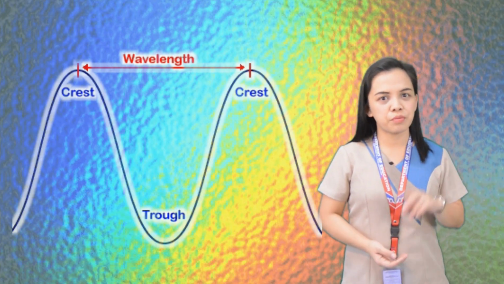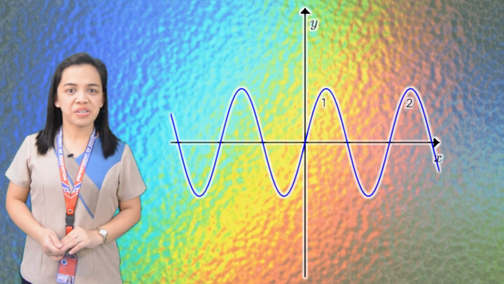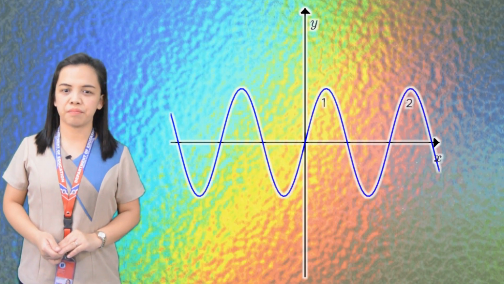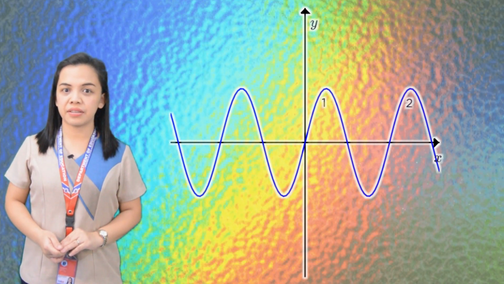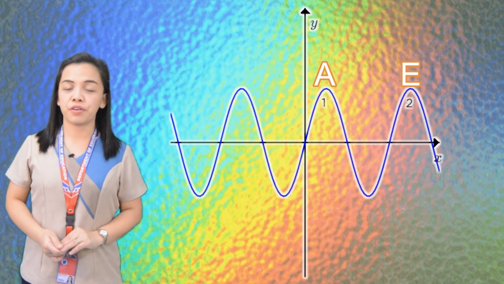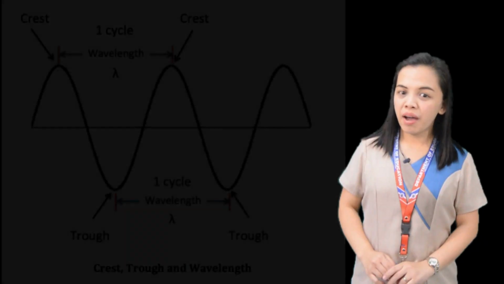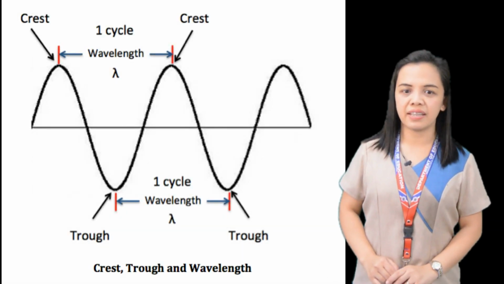Wavelength is the distance between two consecutive crests or two consecutive troughs. Wavelength is the distance between two identical points. Let's say you started with the crest of a wave. Its wavelength is the distance between two consecutive or two successive crests. Or you could have point A to E for one wavelength. One wavelength is equal to one complete wave cycle.